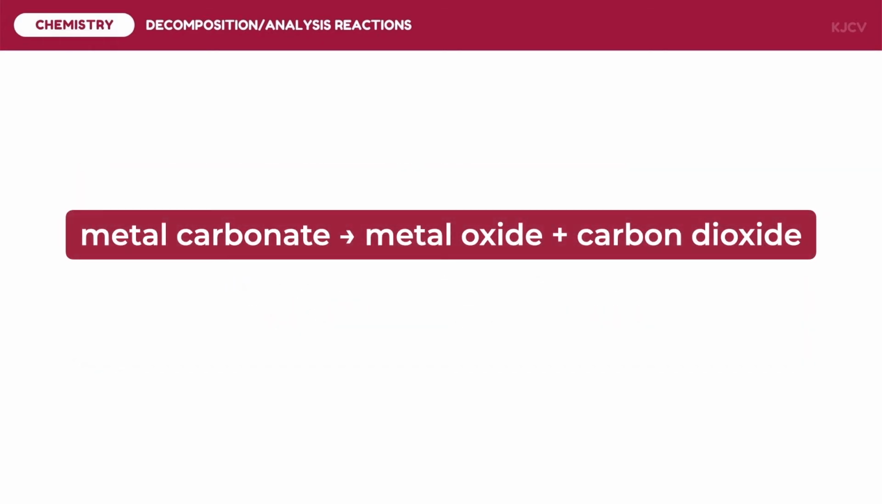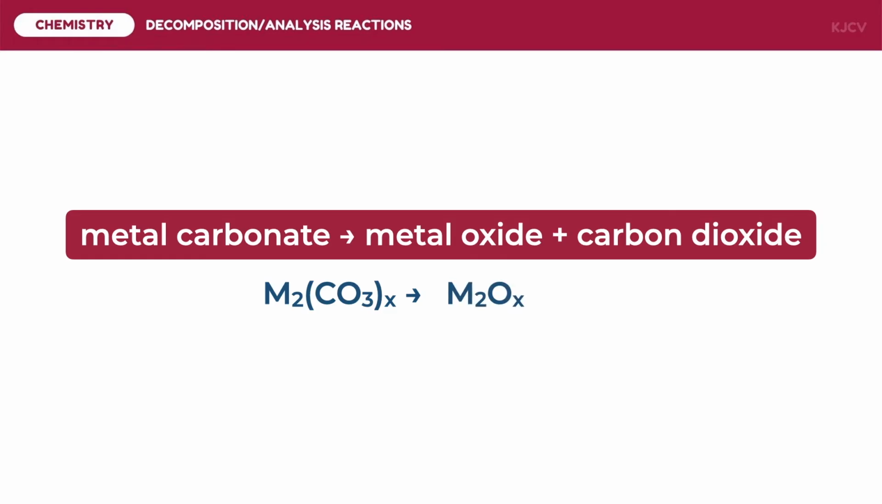For the last decomposition reaction, we have the decomposition of metal carbonates. A metal, being a cation, forms a compound with a carbonate ion, an oxygen ion of carbon with 3 oxygen atoms with a charge of -2. This will form 2 products. The first one is a metal oxide.